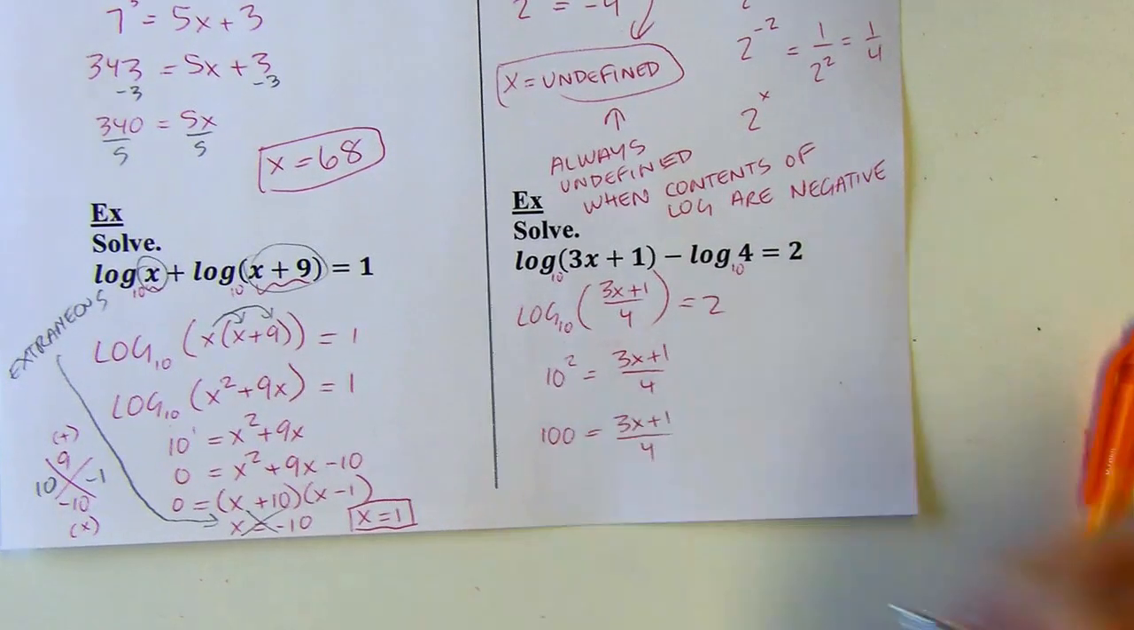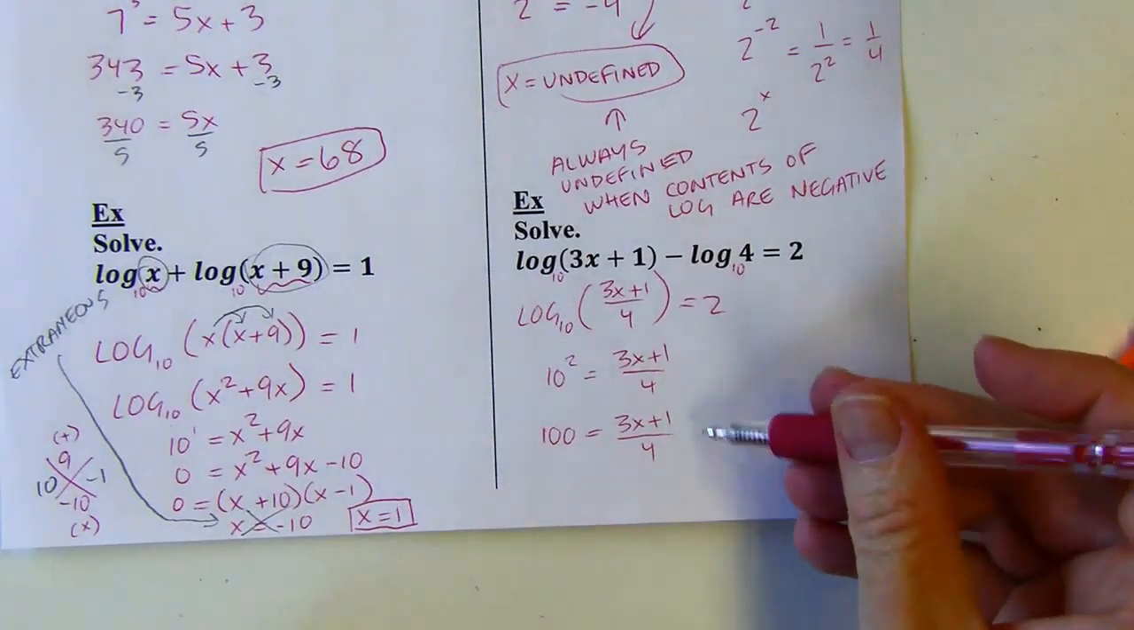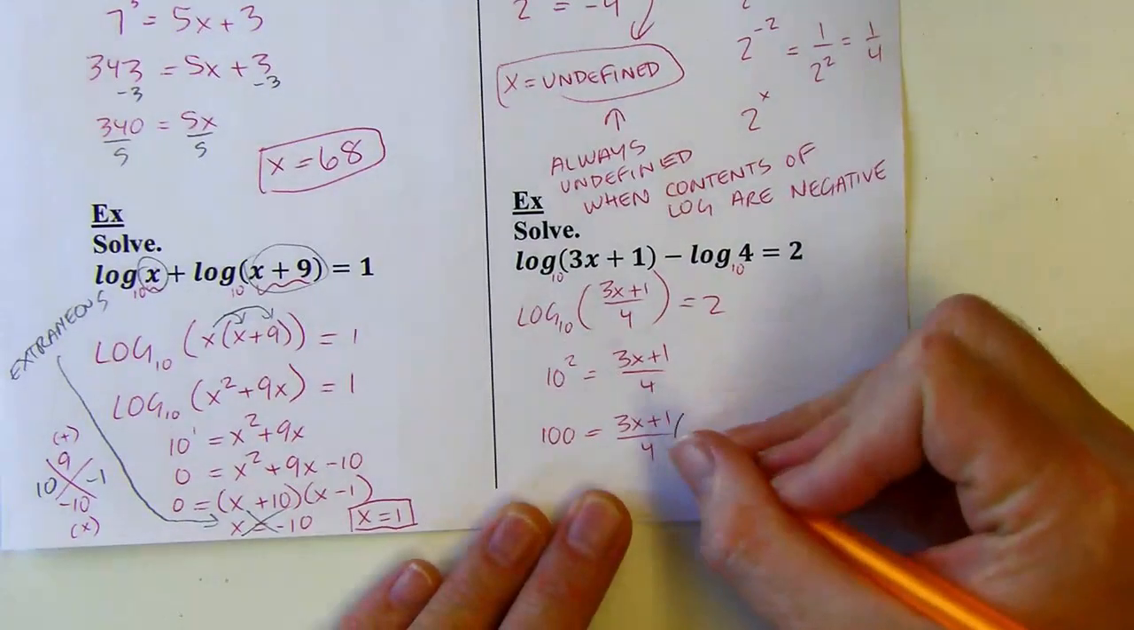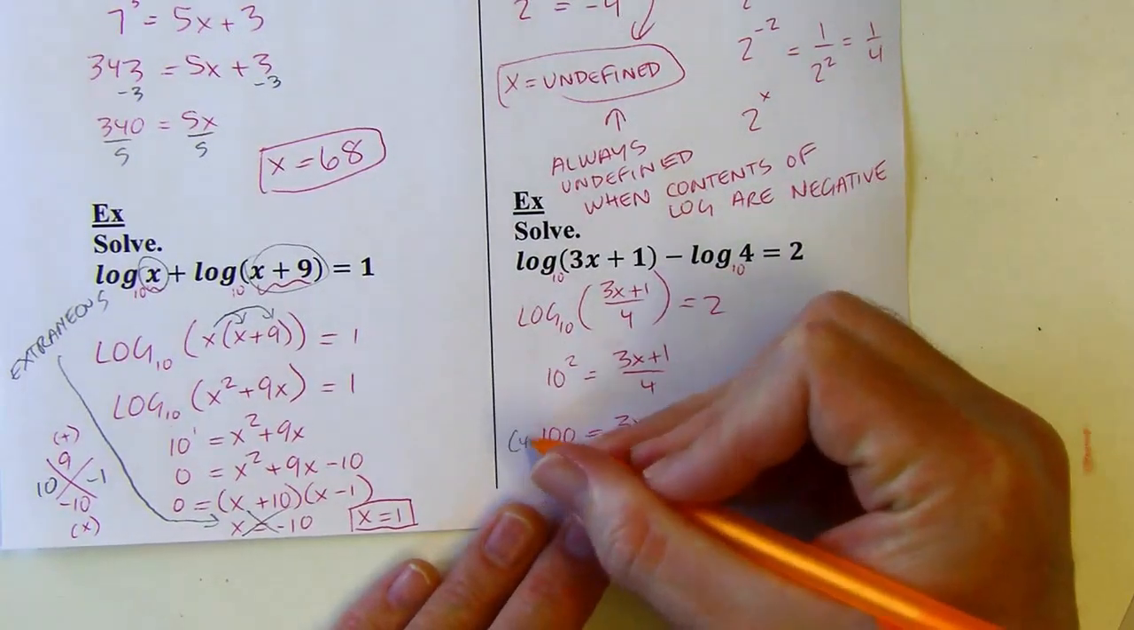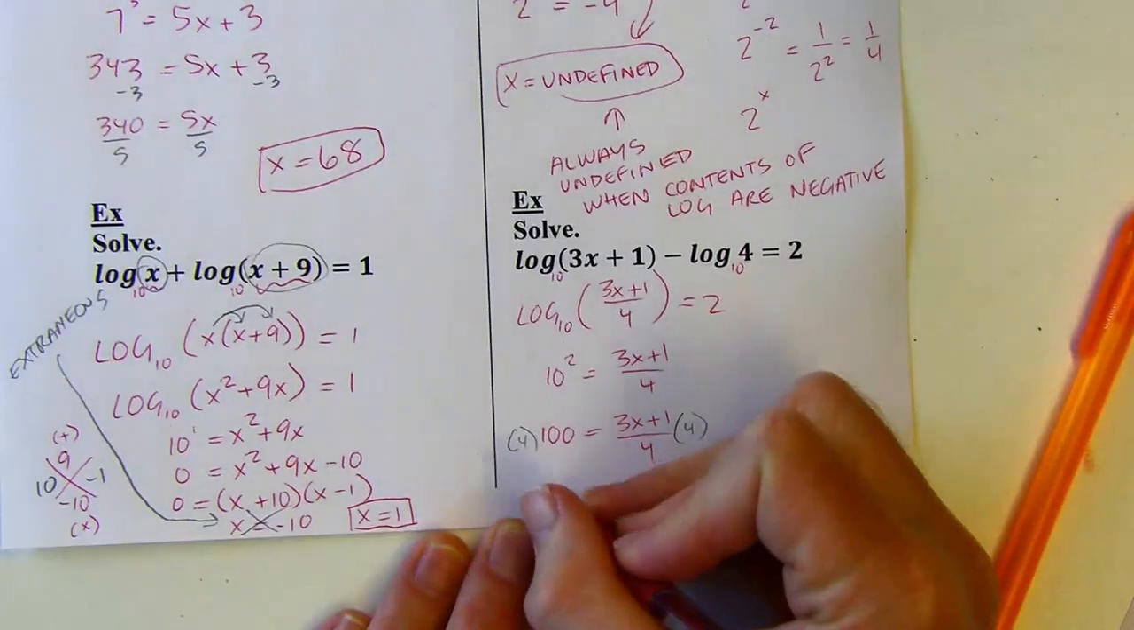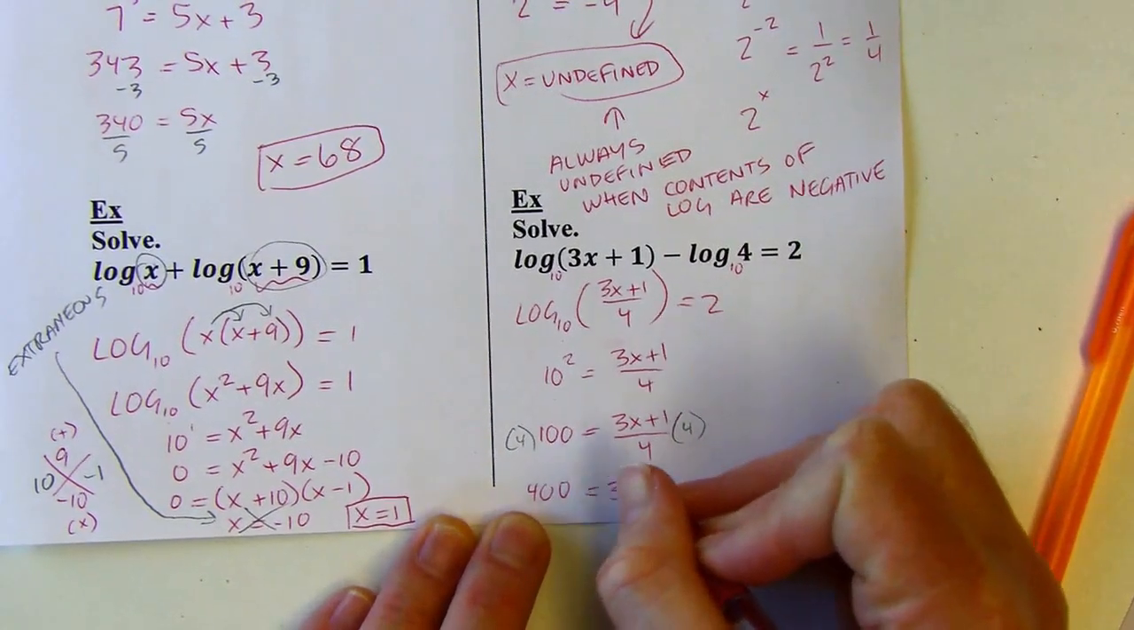Okay, remember I'm trying to solve for x. So I want to think, well, how could I get the x by itself? I would start by multiplying both sides by 4. That'll clear the fraction. So 400 is going to equal 3x plus 1.